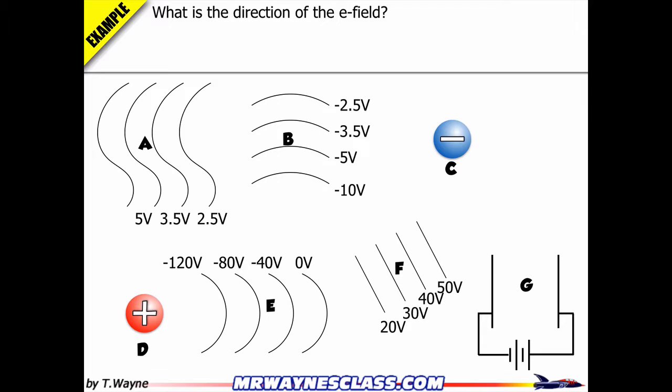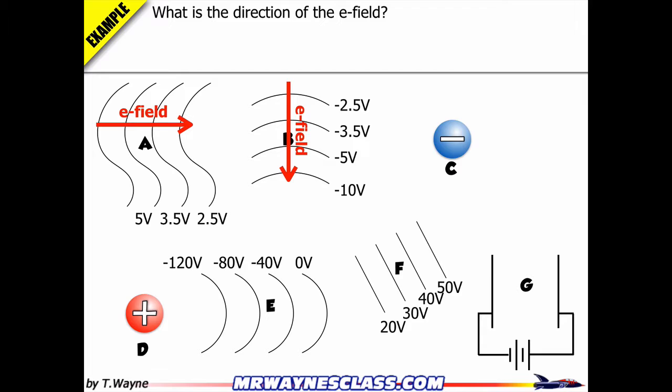For question A, I know the E field points in the direction of the lowest potential. So it goes from 5 volts on the left to 2.5 volts on the right, so the E field would go from left to right. For part B, it goes from negative 2.5 to negative 10. Negative 10 is lower than negative 2.5, so it's going to go downwards.